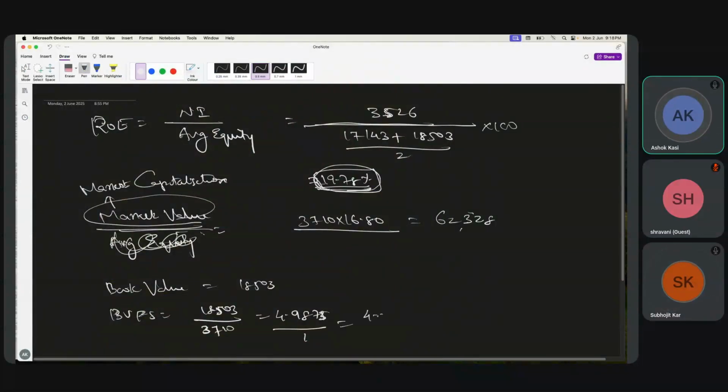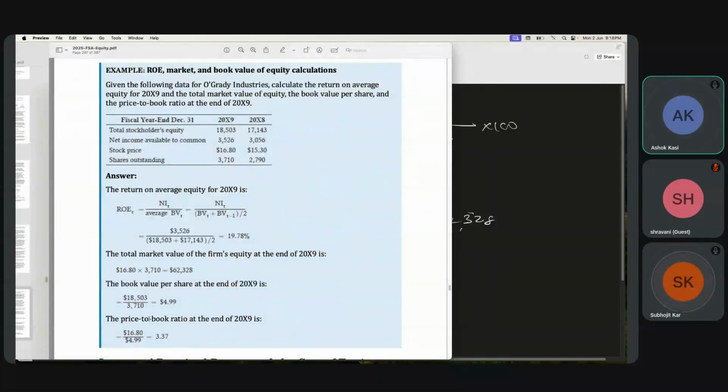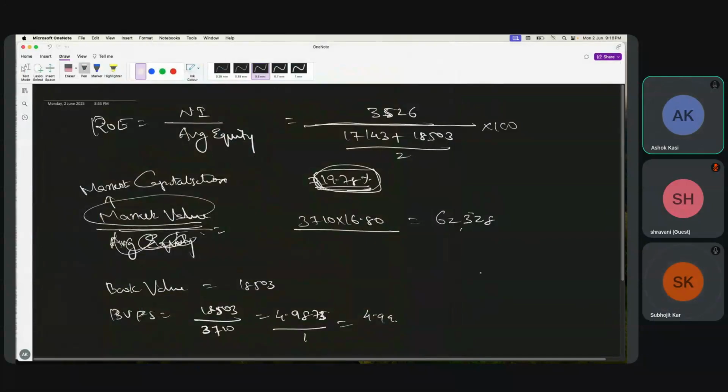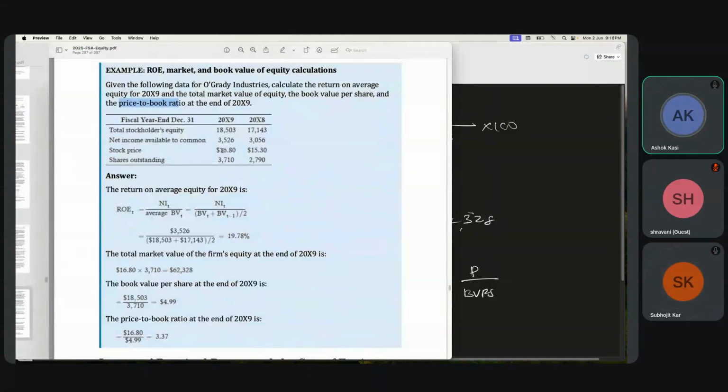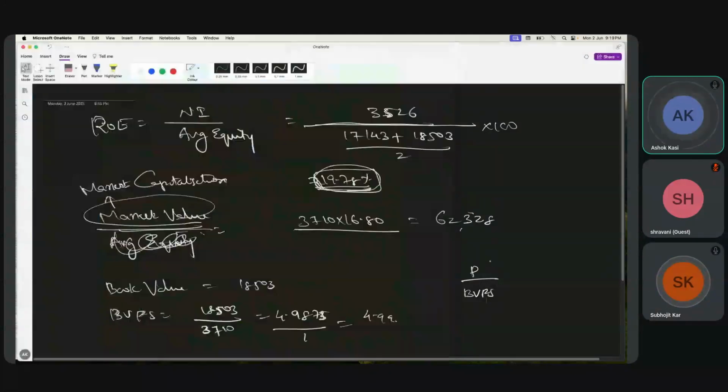Then price to book ratio. Price to book is not asked here, but okay, here it is asked. Market value of equity, book value per share, total market value. Okay, here the question is properly mentioned. And price to book ratio. Price to book means price to book value per share only. Why book value per share am I taking? Why not book full? Because price per share I'm finding. See here, price per share is mentioned 16.80. So because it is 16.80 per share, my book value should also be per share. So per share I have already calculated here.